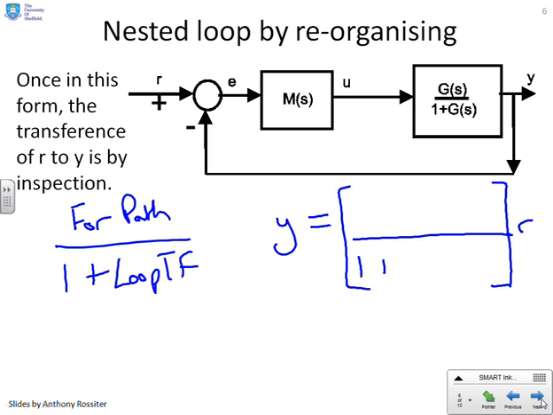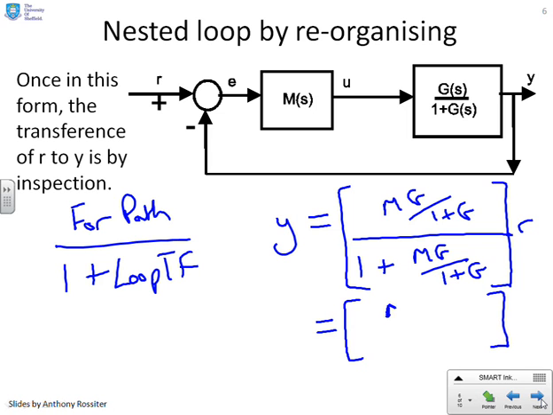The loop transfer function is mg over 1 plus g. And the forward path is mg over 1 plus g. Now what I can do is multiply now out by this 1 plus g, and what you will get is mg over 1 plus g plus mg. Okay? And so there you can see I've got the same answer as 2 slides ago for the transference between r and y. It's mg over 1 plus g plus mg.